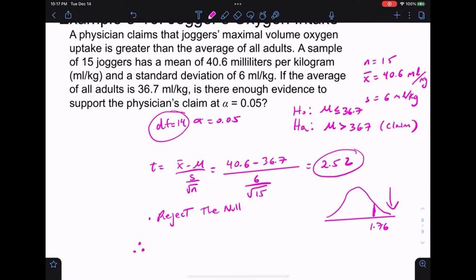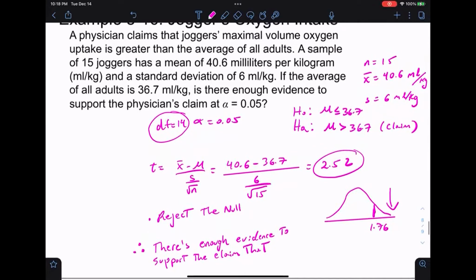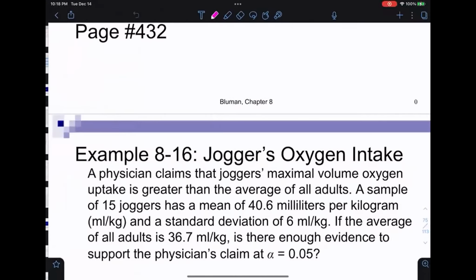Therefore, you say there's enough evidence to support the claim that the maximum volume oxygen uptake of joggers is greater than the average of all adults. So you can say that. That's all you have to do, and that's the end of this problem. Okay, good. Let's continue.